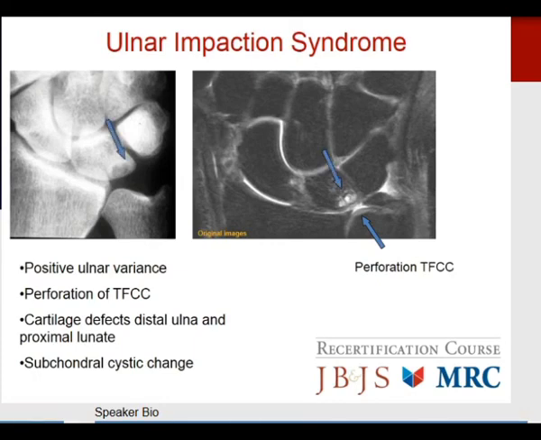Ulnar impaction syndrome is an impingement syndrome that occurs when you have either a prominent ulnar head or positive ulnar variance. You can see on the radiographs we have the subchondral cystic change and sclerosis in the lunate. On MR imaging, we see a full thickness tear of the central articular disc of the TFCC with fluid extending through the defect. We see the arthrosis and the chondral fraying of the adjacent lunate with subchondral cystic change and marrow edema, typical of ulnar lunate abutment syndrome.